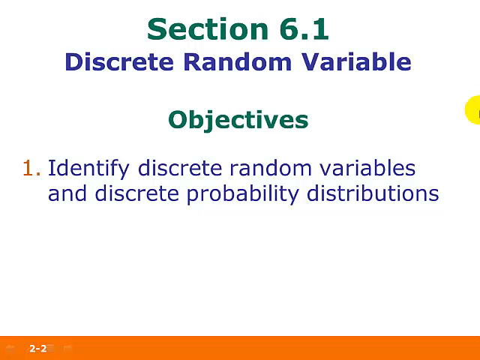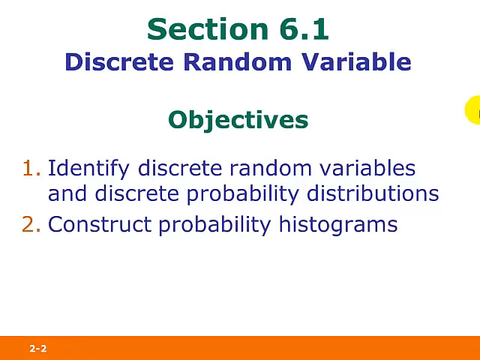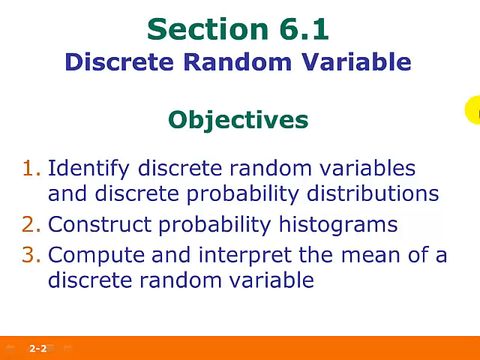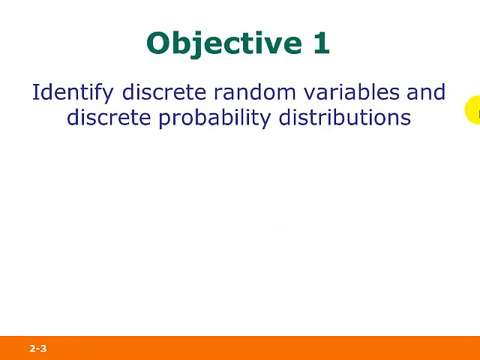Identify discrete random variables and discrete probability distributions. 2. Construct probability histograms. And 3. Compute and interpret the mean of a discrete random variable. Objective 1 is to identify discrete random variables and discrete probability distributions.